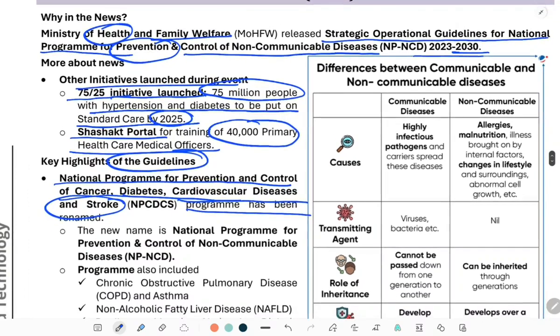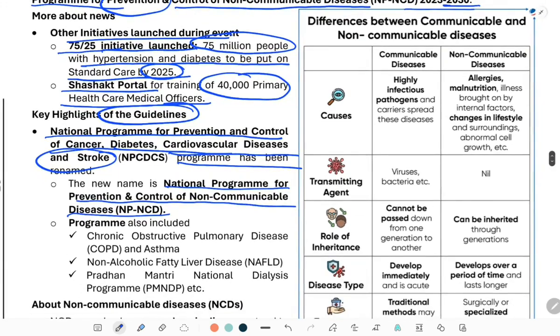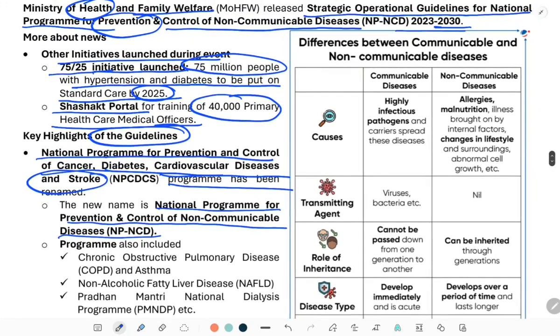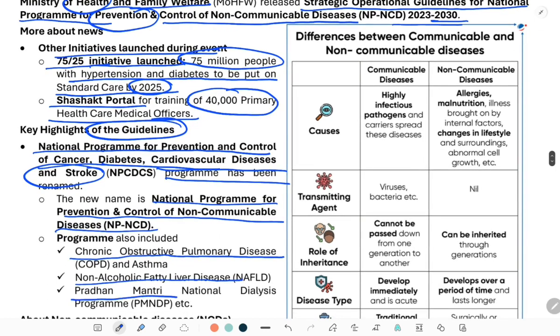And the new name is National Program for the Prevention and Control of Non-Communicable Diseases. The program includes chronic obstructive pulmonary disease and asthma, then non-alcoholic fatty liver disease, next Pradhan Mantri National Dialysis Program.